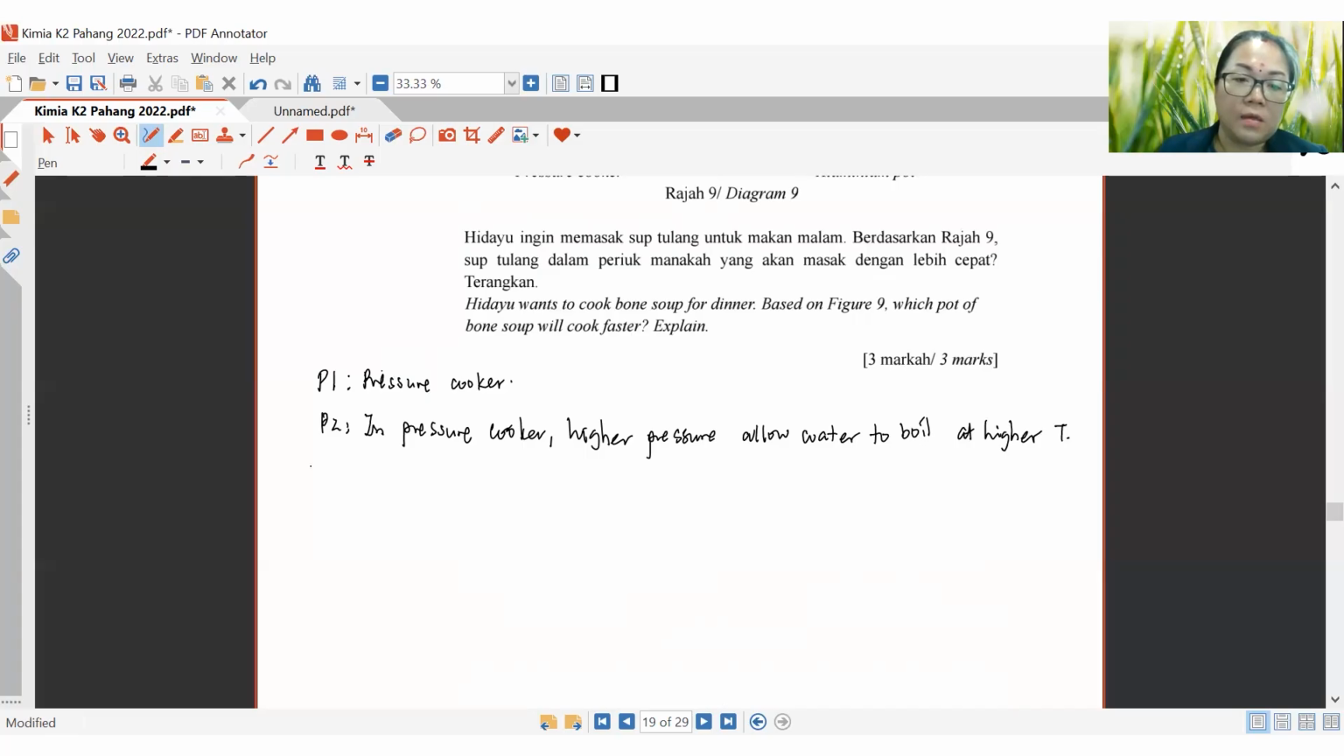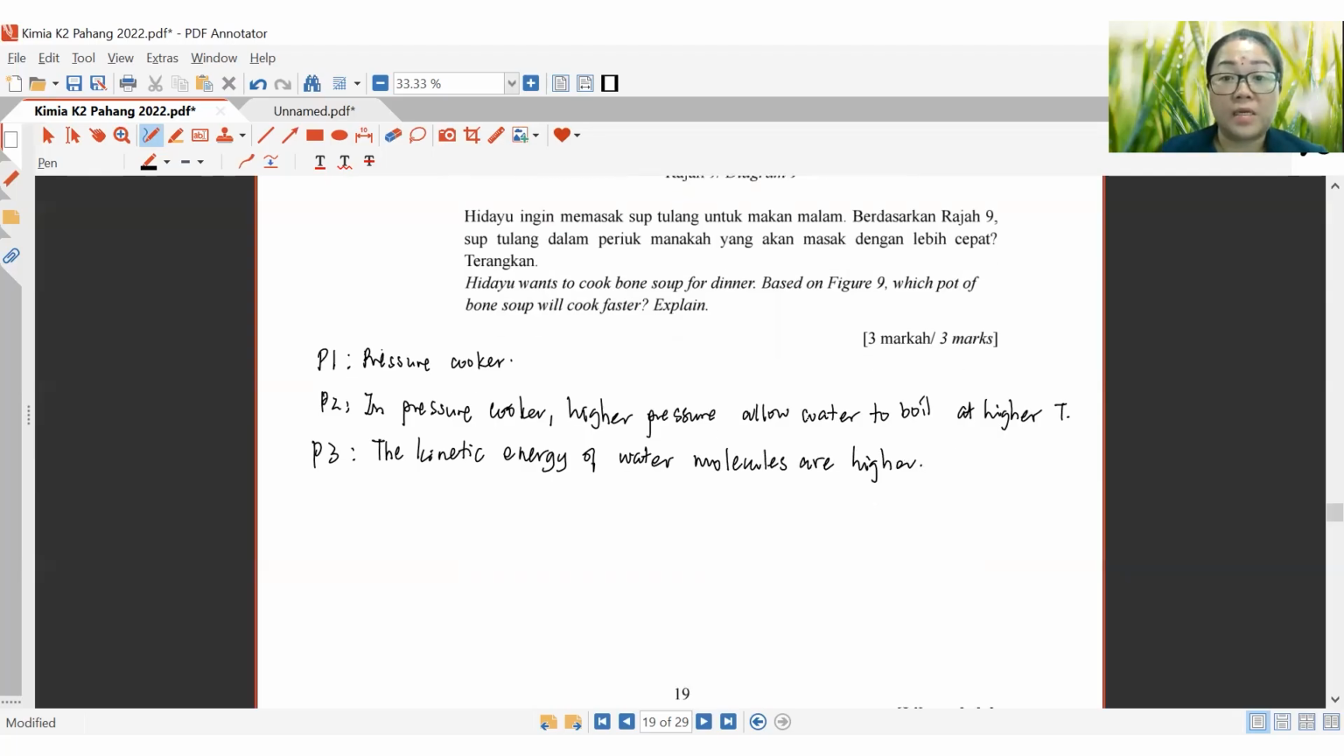Okay, and then how do you back this up? Water molecules will collide or move faster. All right, or the kinetic energy. So the kinetic energy of water molecules are higher. 3 marks. Okay, just explaining this only.